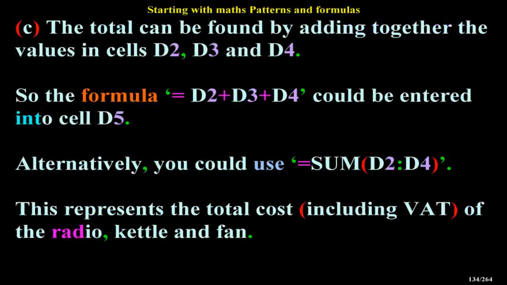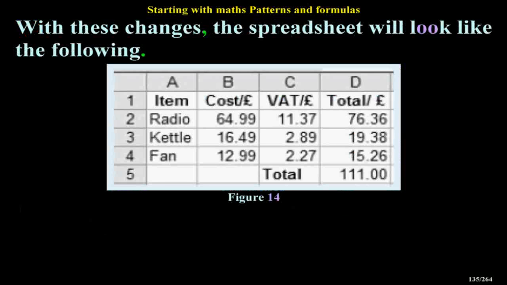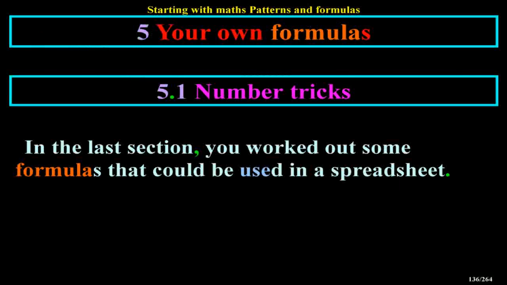The total can be found by adding together the values in cells D2, D3 and D4. So the formula =D2+D3+D4 could be entered into cell D5. Alternatively, you could use =SUM(D2:D4). This represents the total cost including VAT of the radio, kettle and fan. With these changes, the spreadsheet will look like the following. Figure 14.